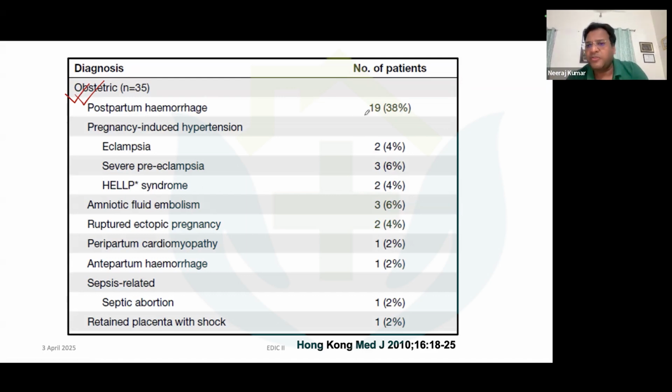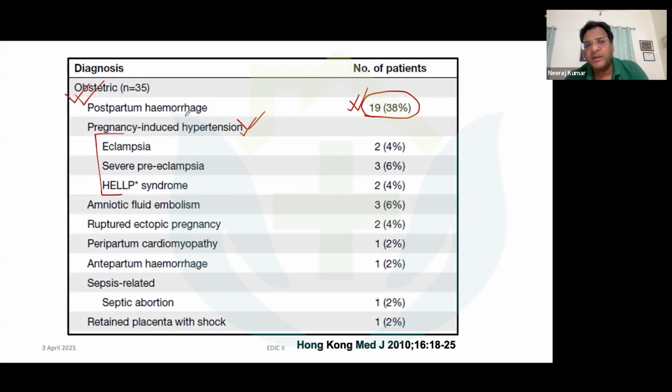Now you see PPH is topping the list. It means that PPH is one of the most important complications associated with obstetric ICU admissions. If you look at the other causes, PIH is another cause, in which around 7% of the patients had PIH. These 35 patients had pregnancy-induced hypertension, and within it three findings were there. A few patients were admitted because of HELLP, a few because of severe preeclampsia, and a few because of eclampsia.